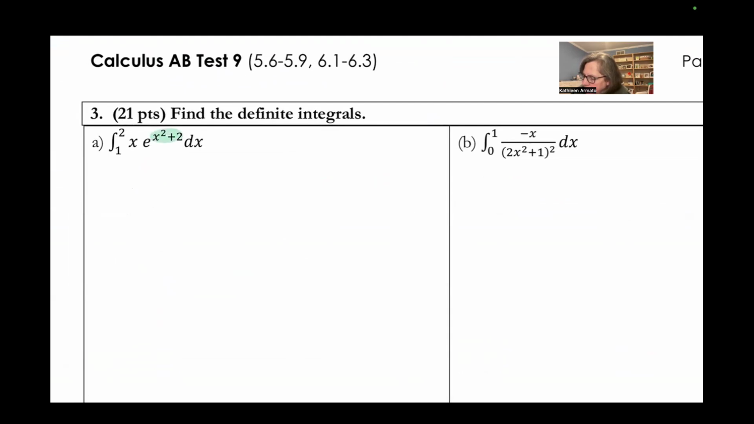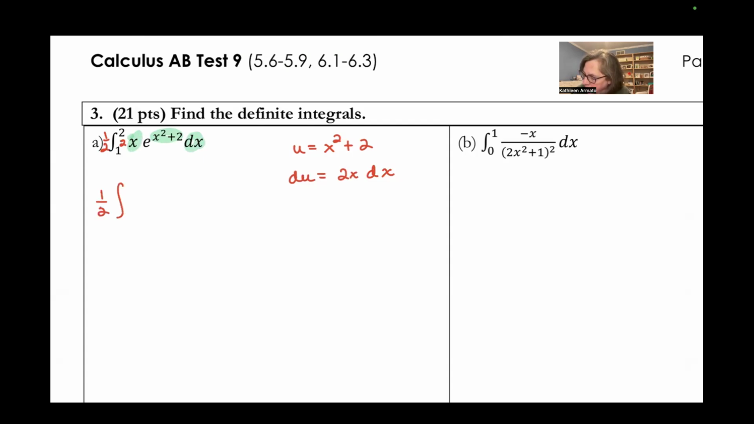I don't just have e to the x, I have e to the x squared plus 2. So I have a composition of functions, e to a power, and the x squared plus 2. And what I got to check is, hey, do I have the derivative of x squared plus 2? Well, the derivative would be 2x dx. And I see, yeah, I do have an x. Of course, I have the dx. I do need a 2, so I need to do a 2 and a 1/2. So I think I could do the substitution.